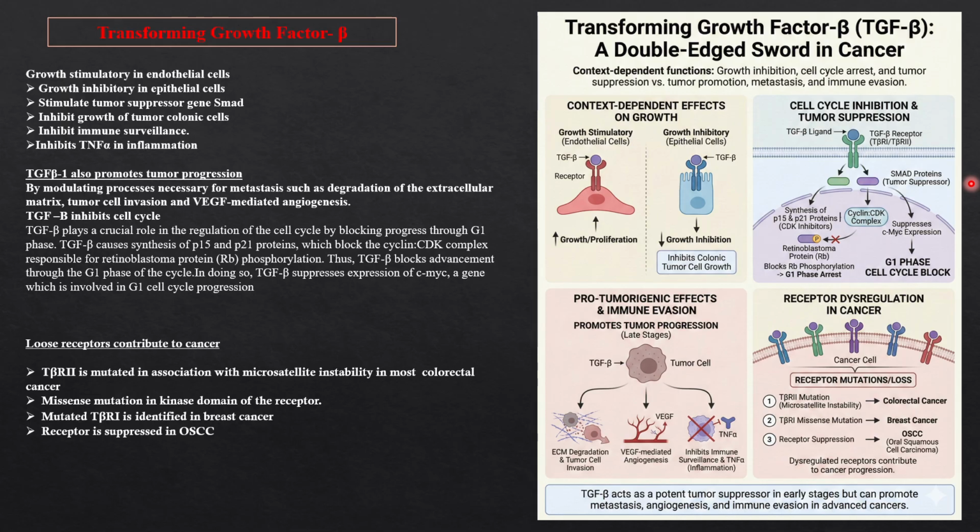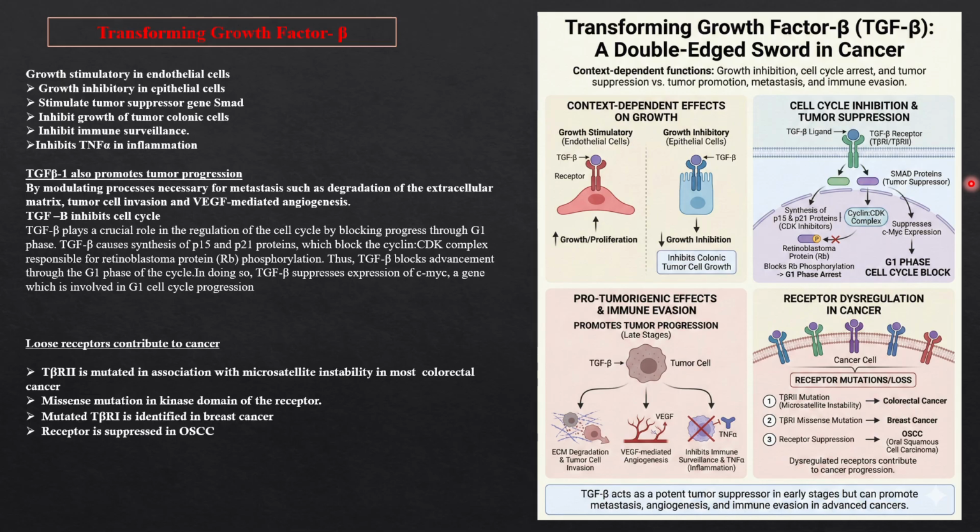However, in other contexts, such as endothelial cells, TGF beta can stimulate growth. In early cancer stages, its primary role is tumor suppression through inhibition of proliferation, while in advanced cancer stages, the role reverses. The tumor cells exploit TGF beta signaling to promote invasion, metastasis, and angiogenesis through VEGF, and immune evasion suppresses the immune responses.